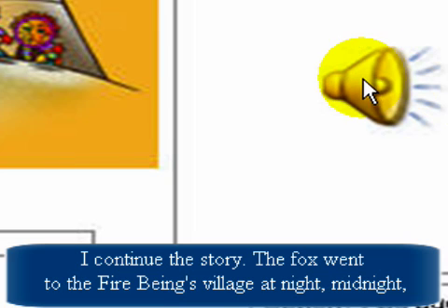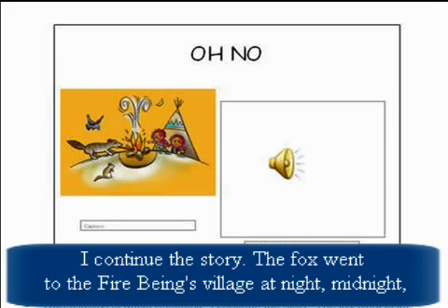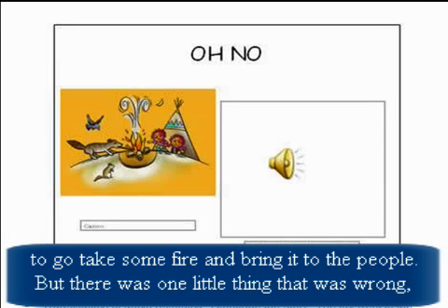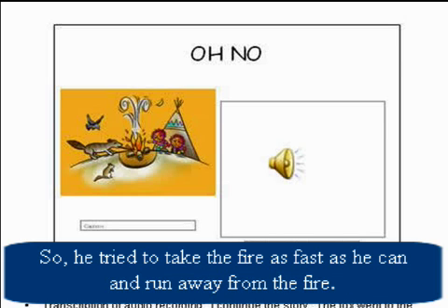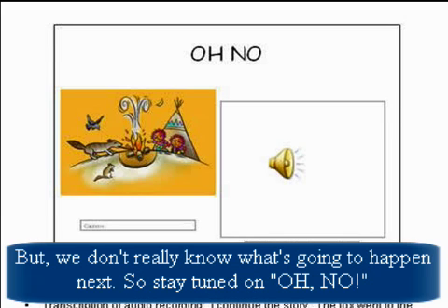I continue the story. The fox went to the Firebean's village. At night, the boy took the fire, bring it to the people. But there was one little thing that was wrong. The Firebeans caught him. So he tried to put the fire as fast as he can and run away from the fire. But we don't really know what's going to happen next. So stay tuned on Oh No!